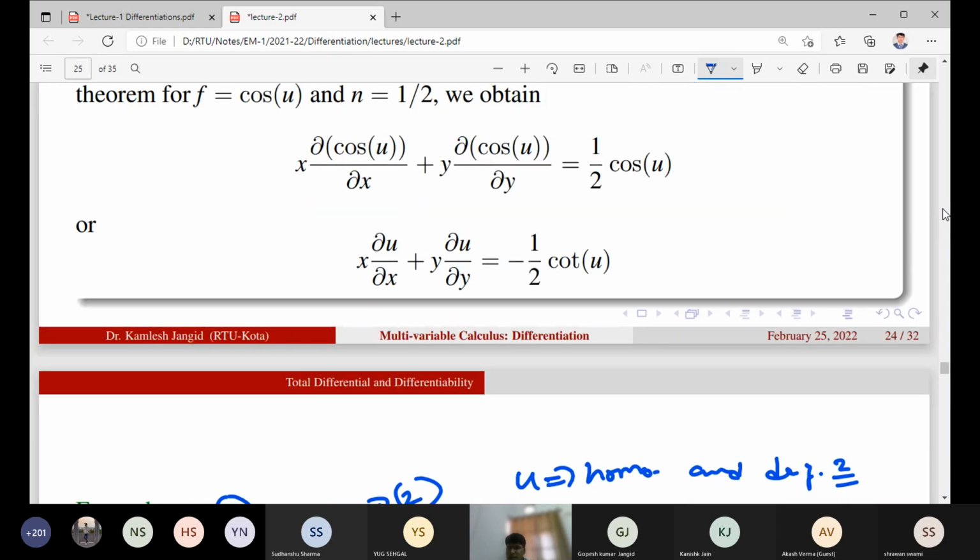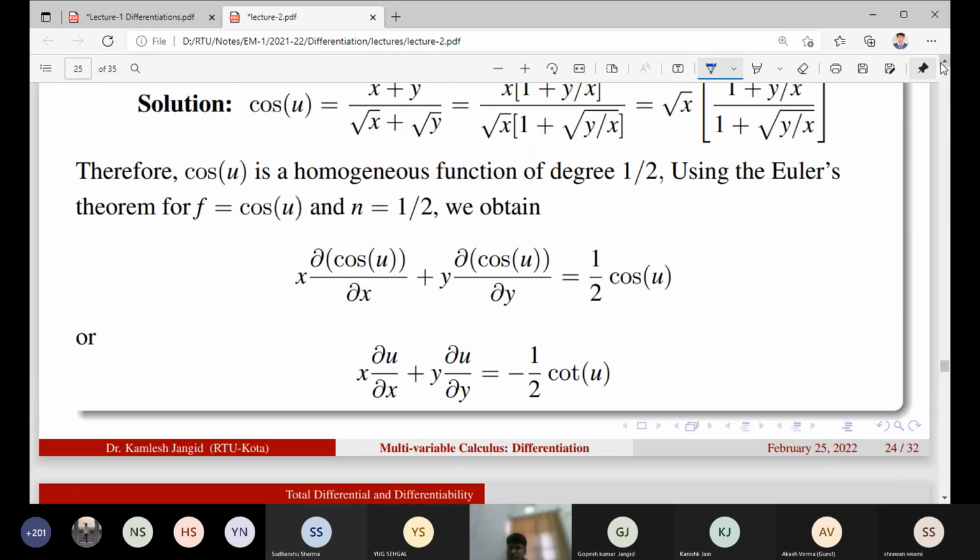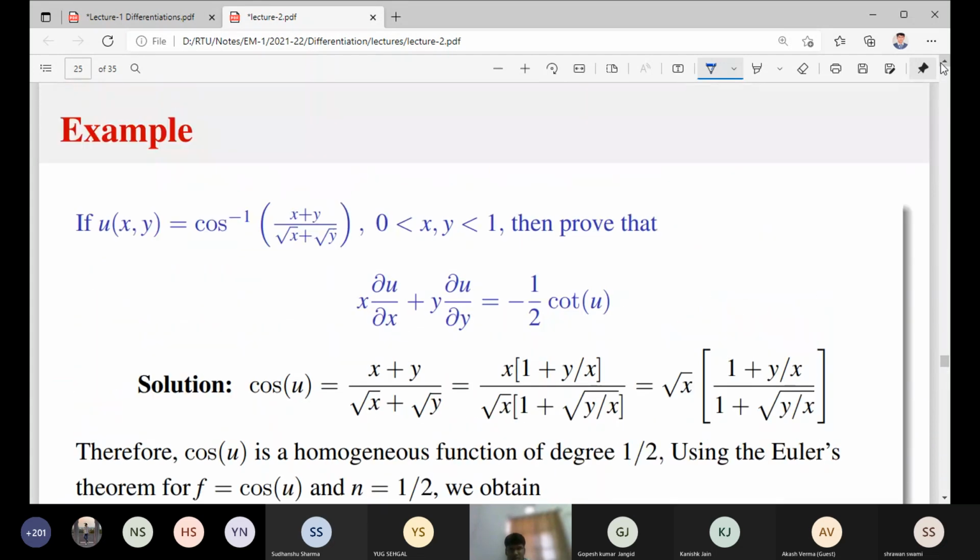Let us see one more example, which is based on application. Suppose this is our given function. u is a function of x, y, which is defined as cos inverse of (x plus y) divided by (square root of x plus square root of y), for xy greater than 0 and less than 1. Then prove that the value of this left hand part is equal to minus 1 upon 2 times cot of u.